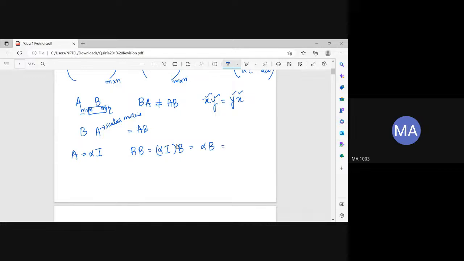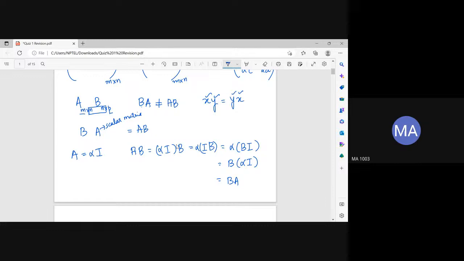Or, okay, I can write it as alpha times IB, which I can write as alpha times BI, which I can write as alpha B times alpha I. I can take the number inside, right? Because I'm just multiplying matrices. This is BA. Yeah, clear, ma'am. Thank you, ma'am.